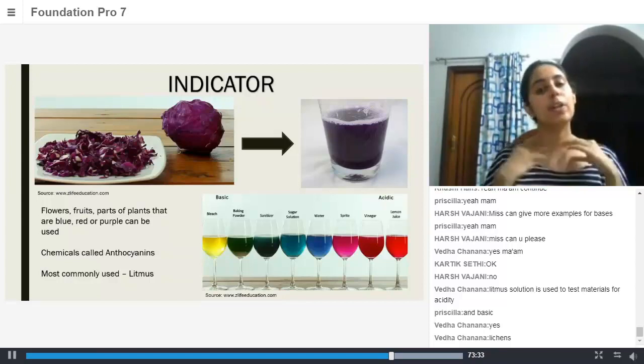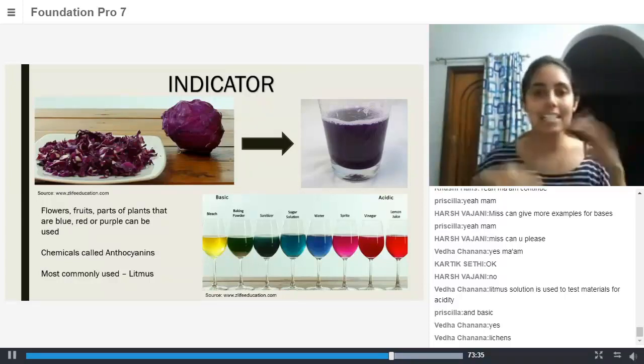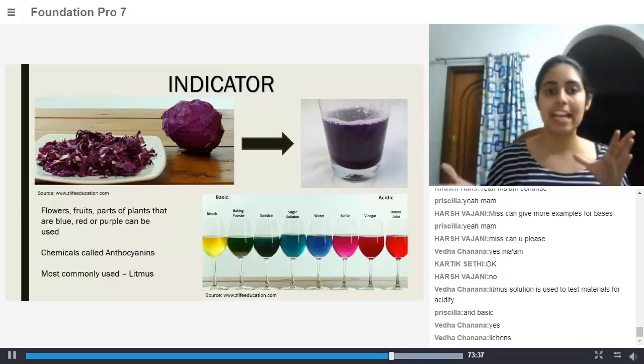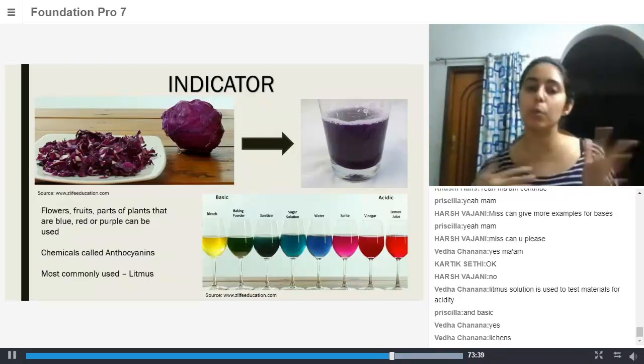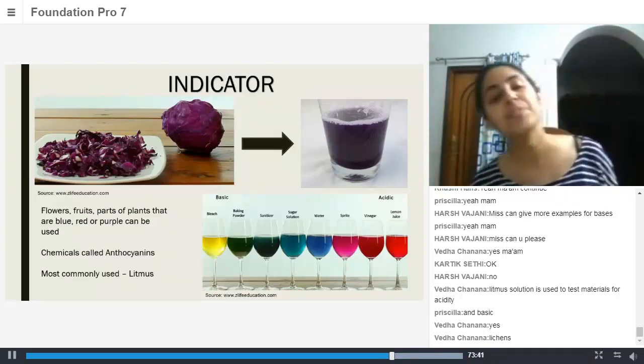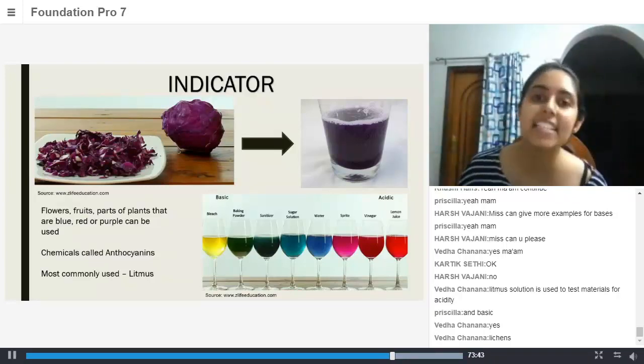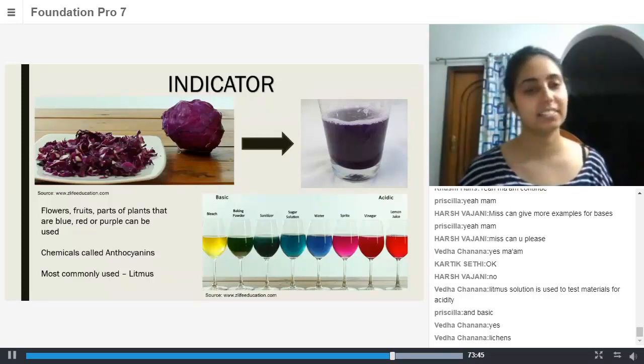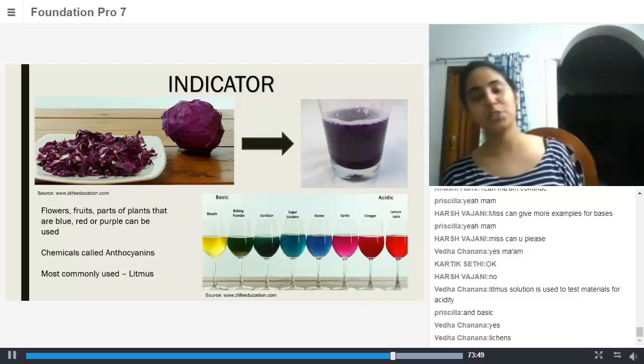When you mix different bases and different acids in that litmus solution, it changes to either red color or blue color or somewhere in between. Can it change to purple color? Yes, it can change to purple color.